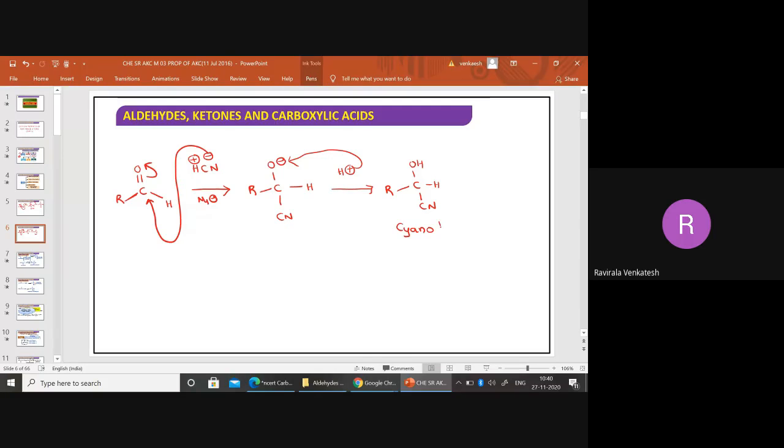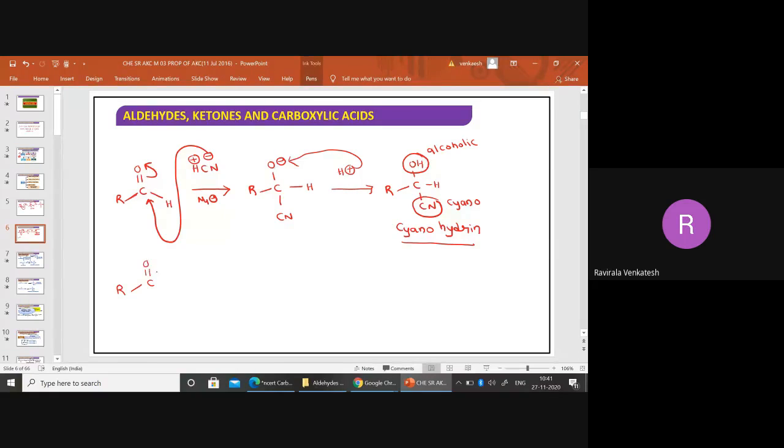Cyanohydrin. In examination, they may ask, what is cyanohydrin? It is a product of addition of HCN to the carbonyl compound, in which two functional groups are there. One is the alcohol functional group, the other is the cyanide functional group. Then it has two functional groups: the alcoholic functional group and the cyano functional group. That is the reason it is called cyanohydrin. This reaction you can also write with ketone.